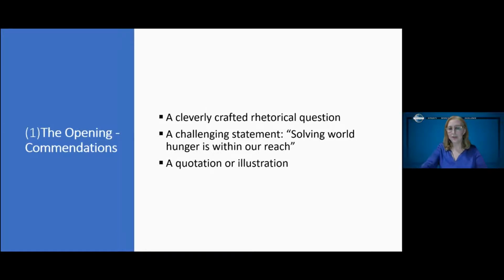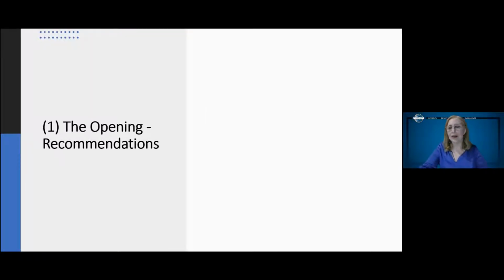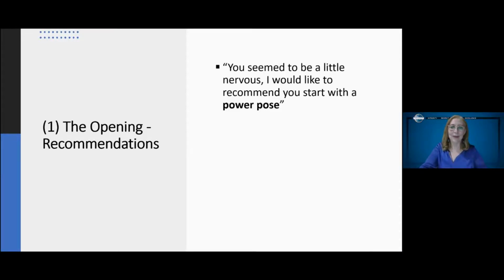What about if the speaker didn't quite hit the mark with their opening? What sort of recommendations would I make? You seem to be a little nervous. I would like to recommend you start with a power pose. What is the power pose? Well, okay, let me give you an example.